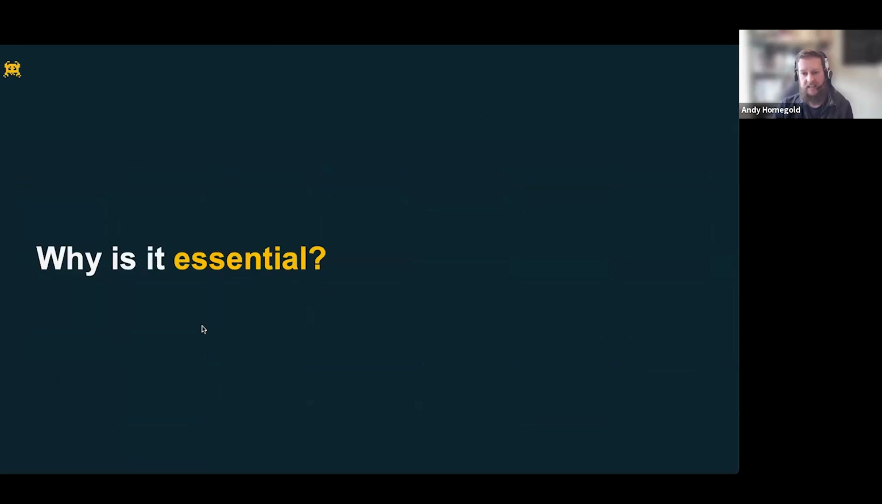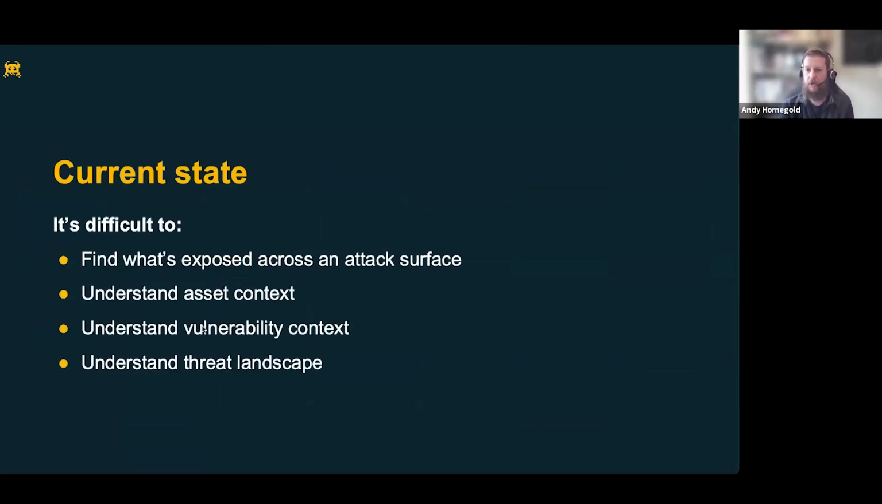Let's focus on why it's essential. So it's essential at the moment because currently it's difficult to find what's exposed across an attack surface. It's difficult to understand how those exposed assets sit within our wider organization and how they contribute to our business objectives. It's difficult to understand vulnerability context. So is it likely to be exploited? What happens if somebody compromises an asset using a vulnerability? And then understanding the threat landscape. The threat landscape is always changing. New vulnerabilities are always emerging. It's a very difficult place to be.